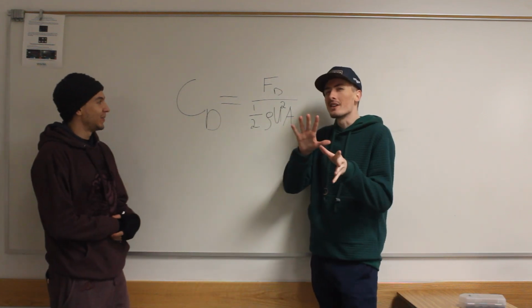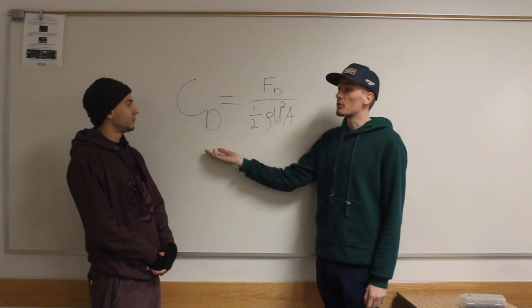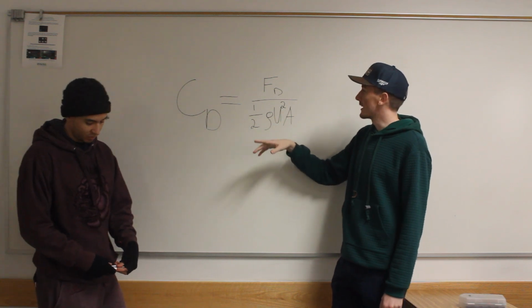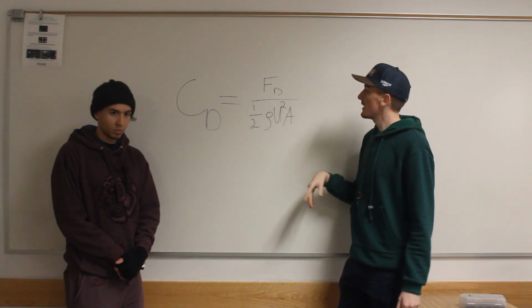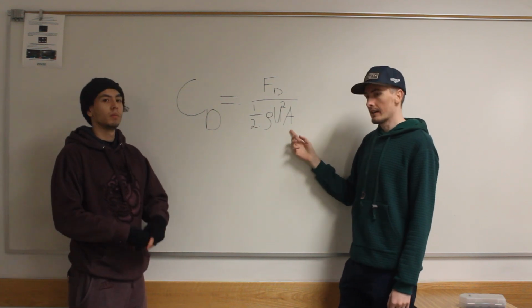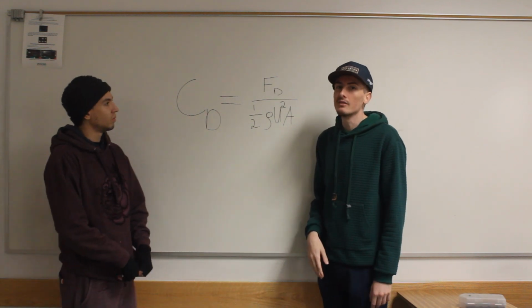Yeah, so we're not going to go into too many specifics about the equation that we have here. This is just the equation for the coefficient of drag. We're just going to go over each little variable here. This is going to be the force of drag, which would slow us down in a moving situation. We have the density, the velocity squared, and then the area. And we're not going to mess too much with anything other than the variable of the area.